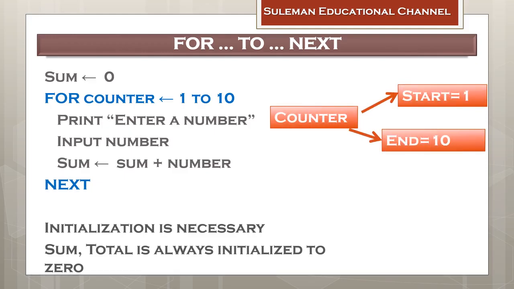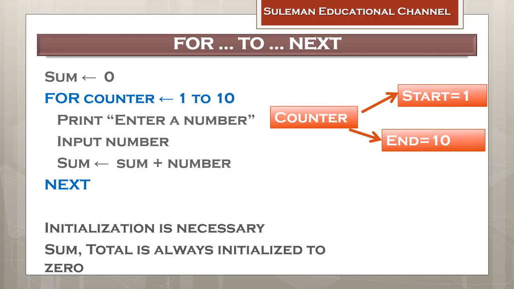The third line is print enter a number. This line displays the message enter a number for the user so that the user can enter any number. The fourth line, input number. In this line, whatever data entry is done is stored in the variable number.